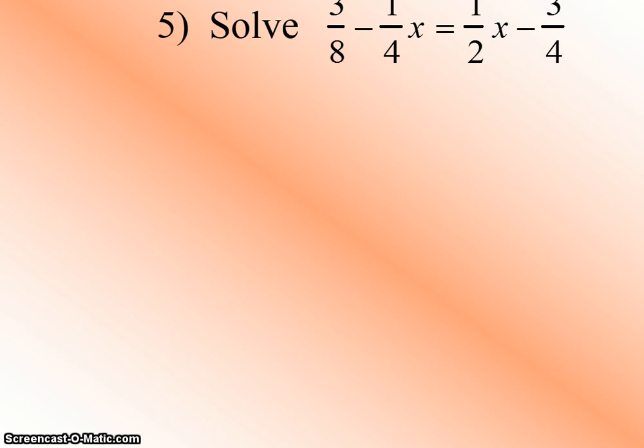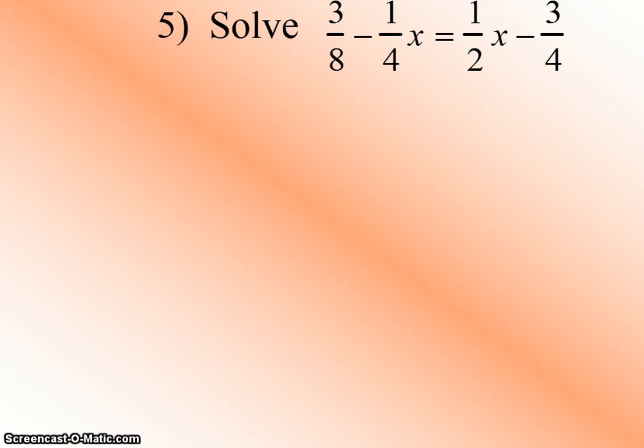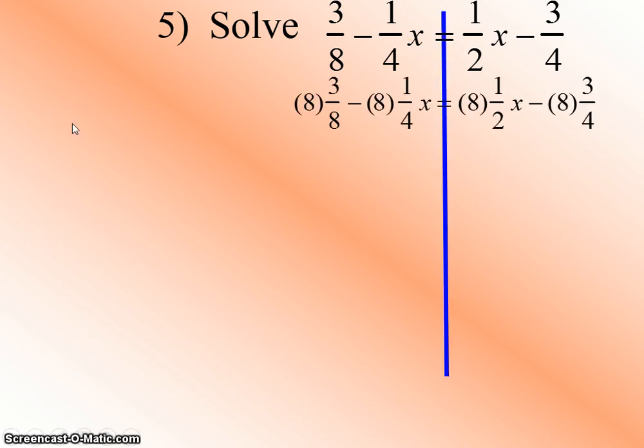The rule basically states if you do something to one side, you can do it to the other side. Well, that's what we're fixing to do. So we're going to take each one of these fractions and multiply it by the common denominator. Now, the common denominator, if you look at that row of numbers, is 8. So let's multiply everything by 8.